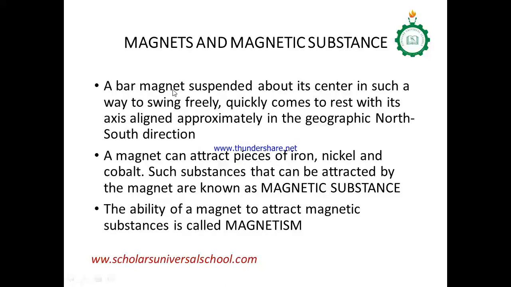A bar magnet suspended about the center in such a way as to swing freely quickly comes to rest in the geographic north-south direction. That's how we can differentiate a magnet from any other magnetic material. A magnet can attract pieces of iron and nickel, which are called magnetic substances because they are attracted by the magnet. And the ability of the magnet to attract magnetic substances is called magnetism.